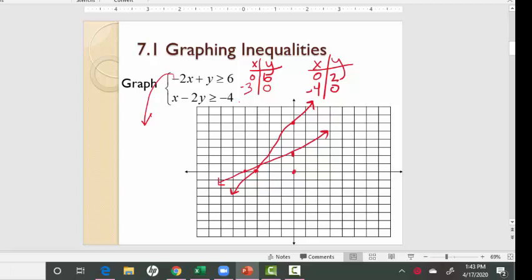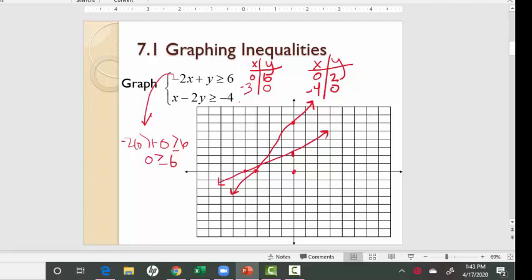Alright, so I'm going to plug in 0 for x, so negative 2 times 0 plus 0, plugging in 0 for y, and that's greater than or equal to 6. So on the left, I calculate that, and that gives me 0 is greater than or equal to 6.